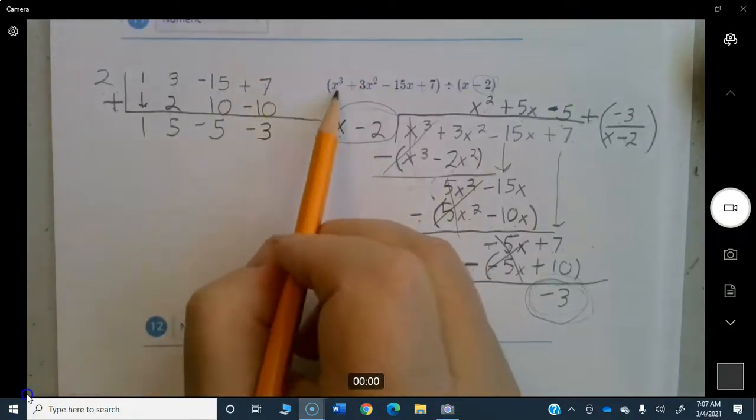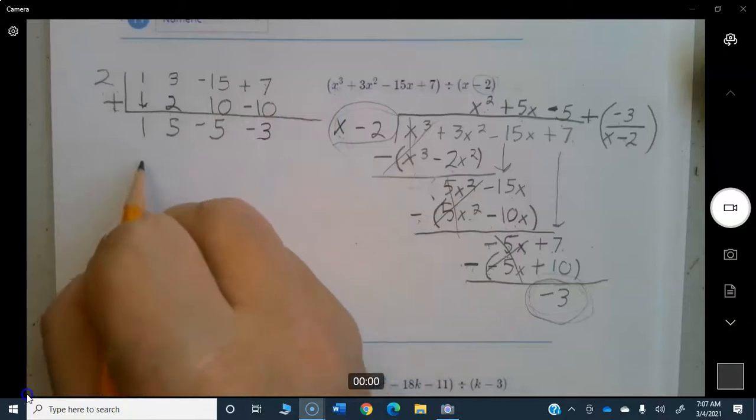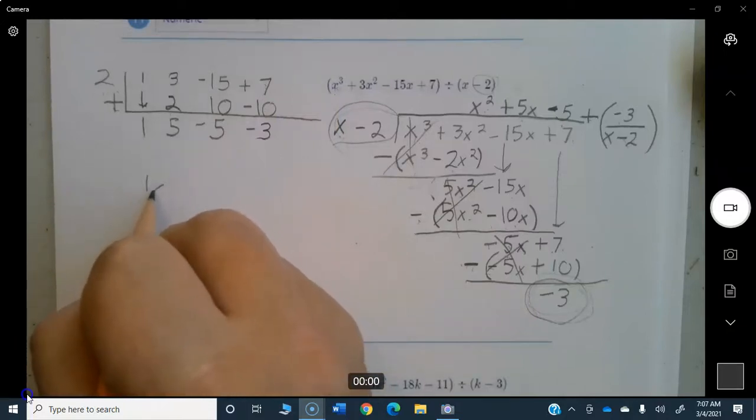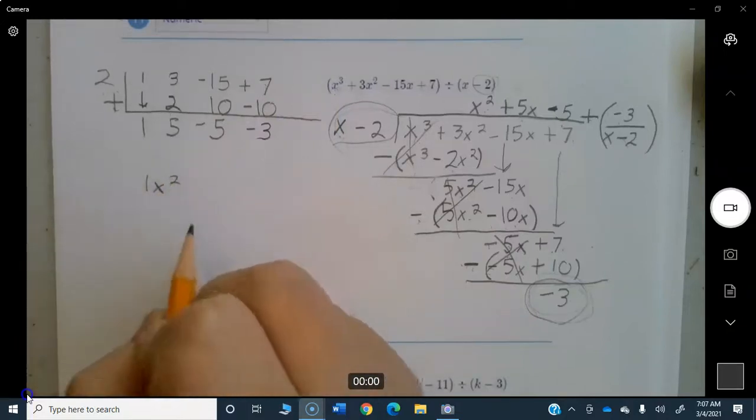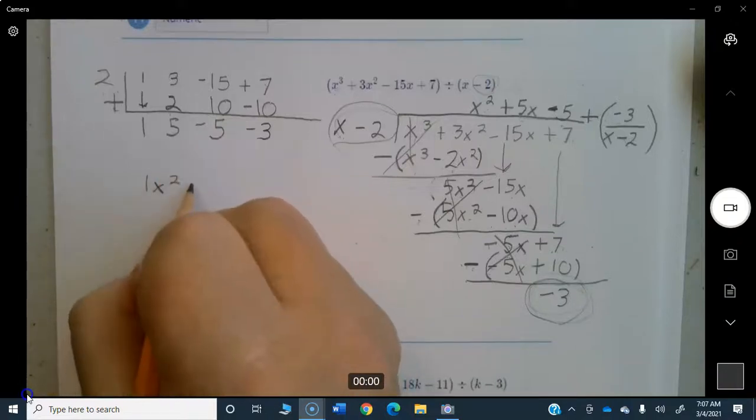Okay, again, it was a cubic, so our answer is going to start with an x squared. It goes down 1 from that. So it's going to be 1x squared. I'll just lightly write the 1 because you don't need to write it because of coefficient. Okay, then the next is going to be the x term, so it's plus 5x.